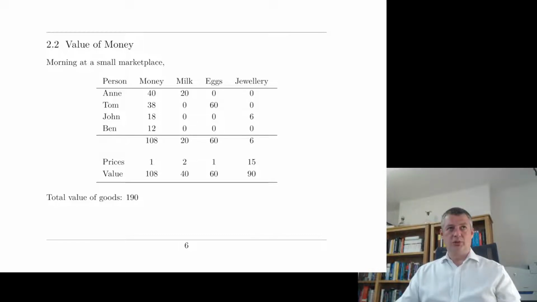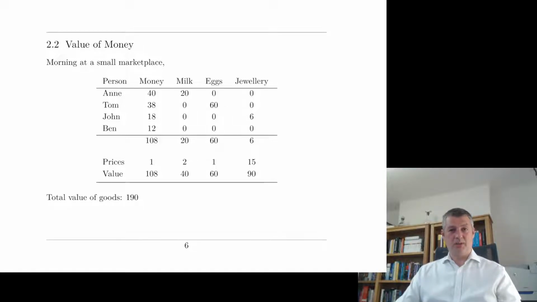milk, eggs, and jewelry. Now, before the market participants showed up in the morning, they had to decide what they were going to charge for their products. So Anne said, given my history, given the difficulties of production, I'm going to charge £2 per bottle of milk. John said, I'm going to charge £1 per egg.